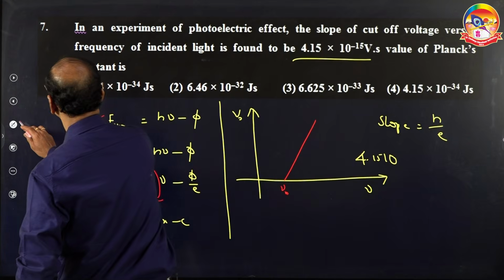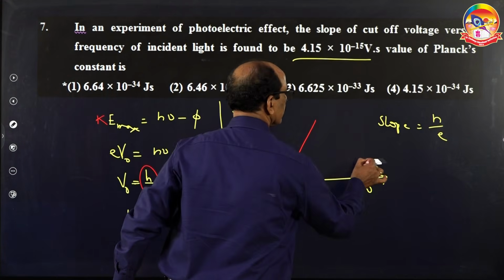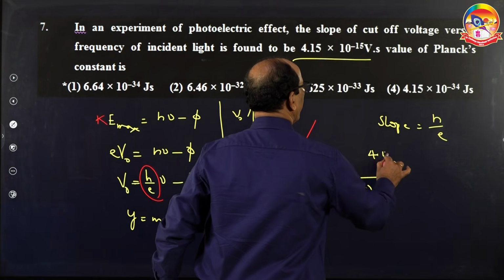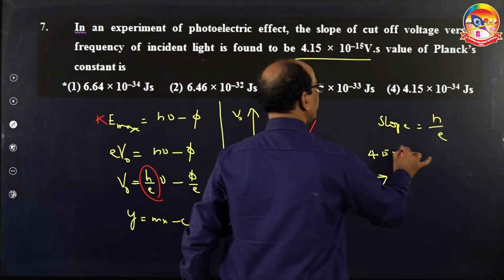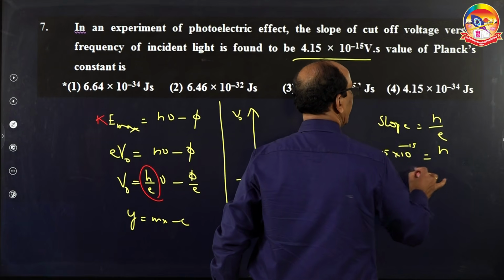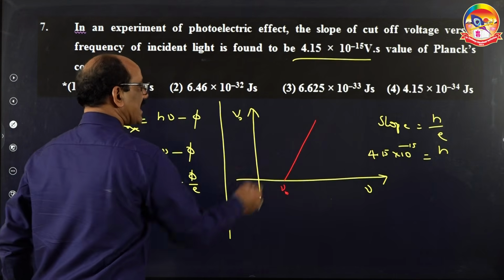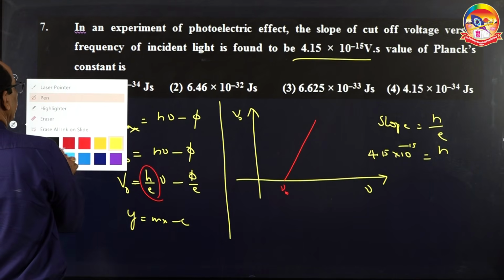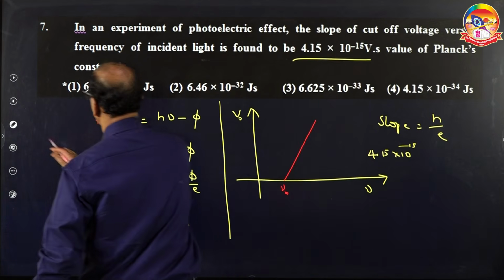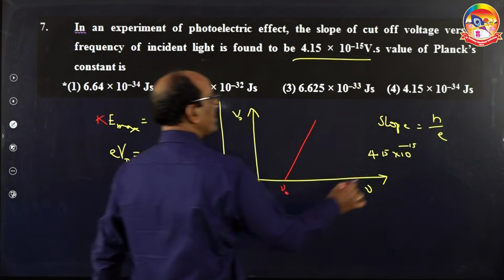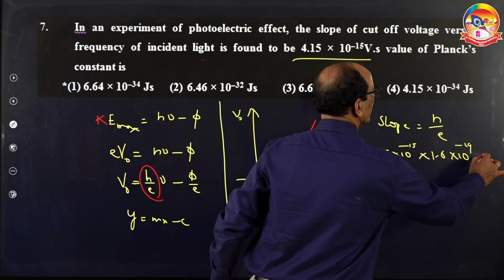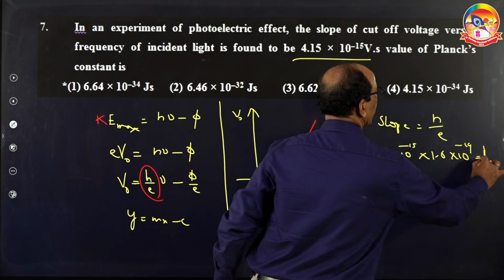4.15 times 10 raised to minus 15 is equal to h, and we want to find out the Planck's constant itself. The value of the charge of the electron is known to all of you, so that is 1.6 times 10 power minus 19.